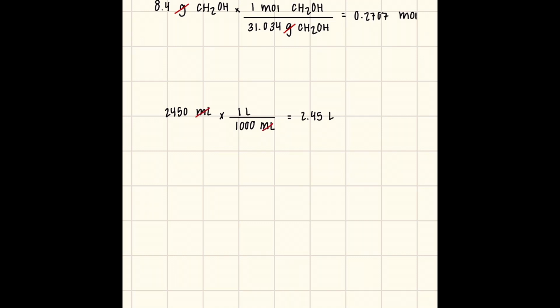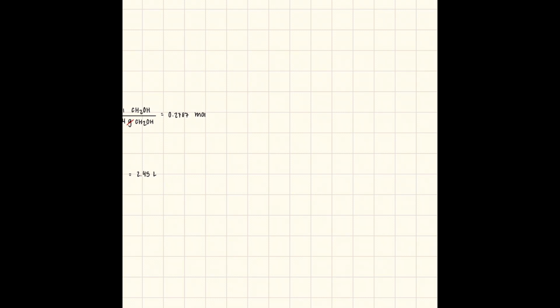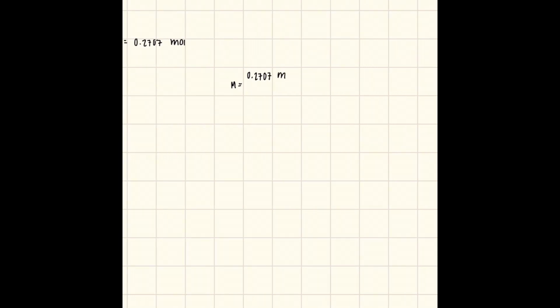Okay, last step, finding the molarity. We made it this far, we got it. To find the molarity, we're just going to go back to our other equation, which is moles of solute over liters of solution. So you're going to do 0.2707 moles of CH2OH that we found previously when we did our conversion from grams to moles. Then we are going to divide that value by the 2.45 liters that we found by converting milliliters into liters.